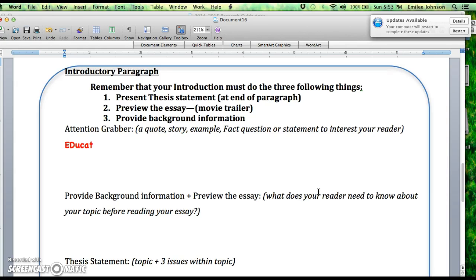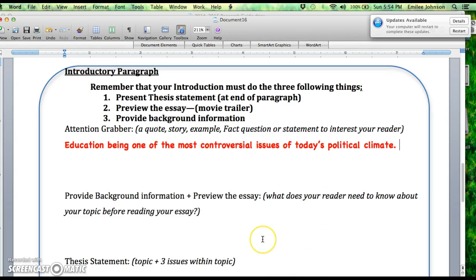In my paper, I would talk about education being one of the most controversial issues of today's political climate. I would make a statement about how education is one of those controversial issues. It's going to hook my reader. They might find that it's of interest to them and they will continue reading.